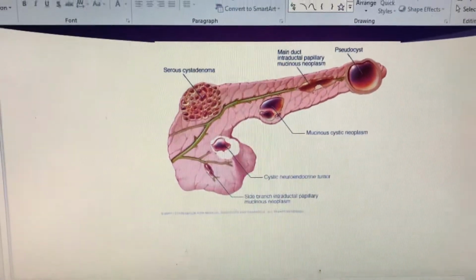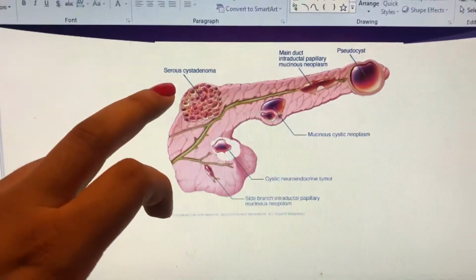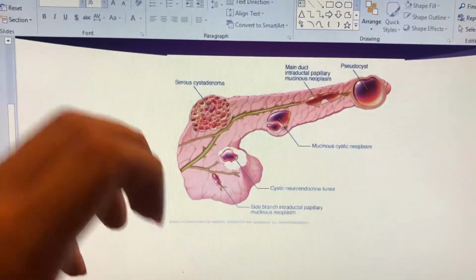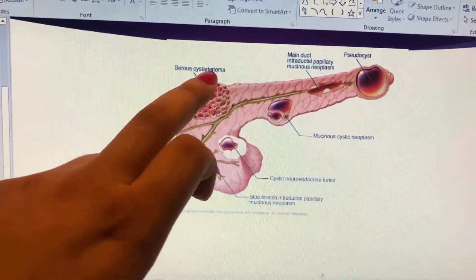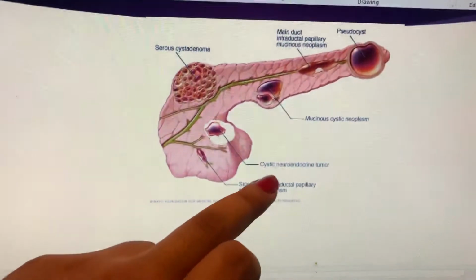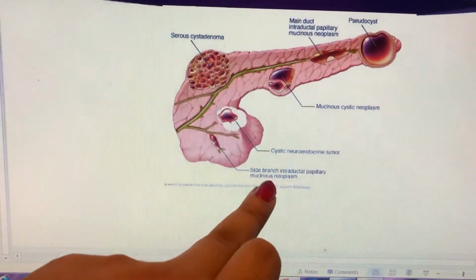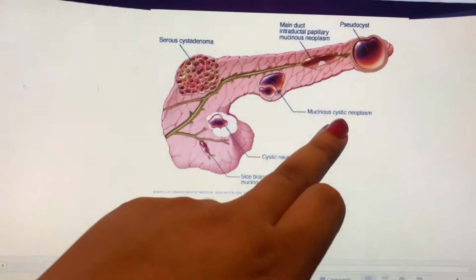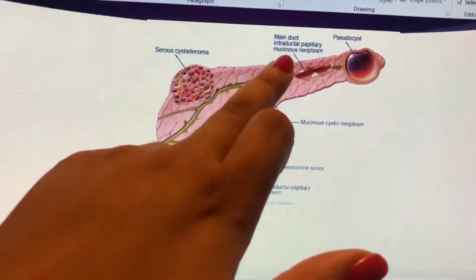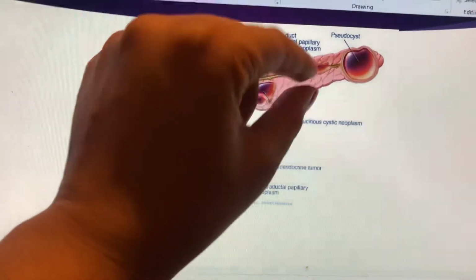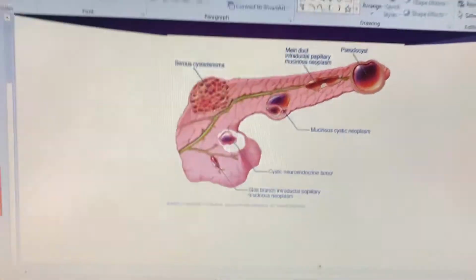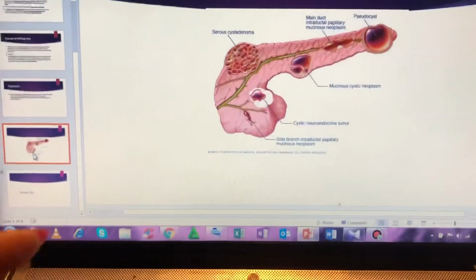Okay, now this is what it looks like. I'll send you a presentation also, but please note right here, this is the classification of pancreatic cyst. This is the main topic. Serous cystadenoma, this is what it looks like. I'll show you a better picture. Cystic endocrine tumor, side branch intraductal papillary mucinous neoplasm, mucinous cystic neoplasm, and this is the main duct, this part right here. So this is the classification of the cyst.